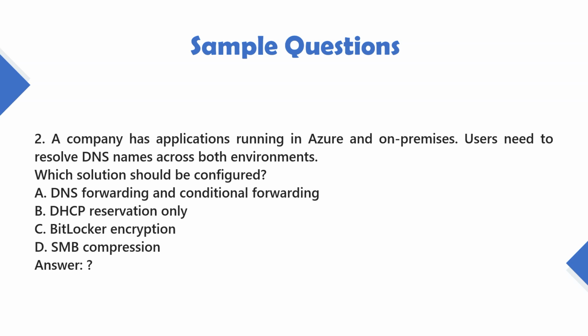2. A company has applications running in Azure and on-premises. Users need to resolve DNS names across both environments. Which solution should be configured? A. DNS forwarding and conditional forwarding. B. DHCP reservation only. C. BitLocker encryption. D. SMB compression.